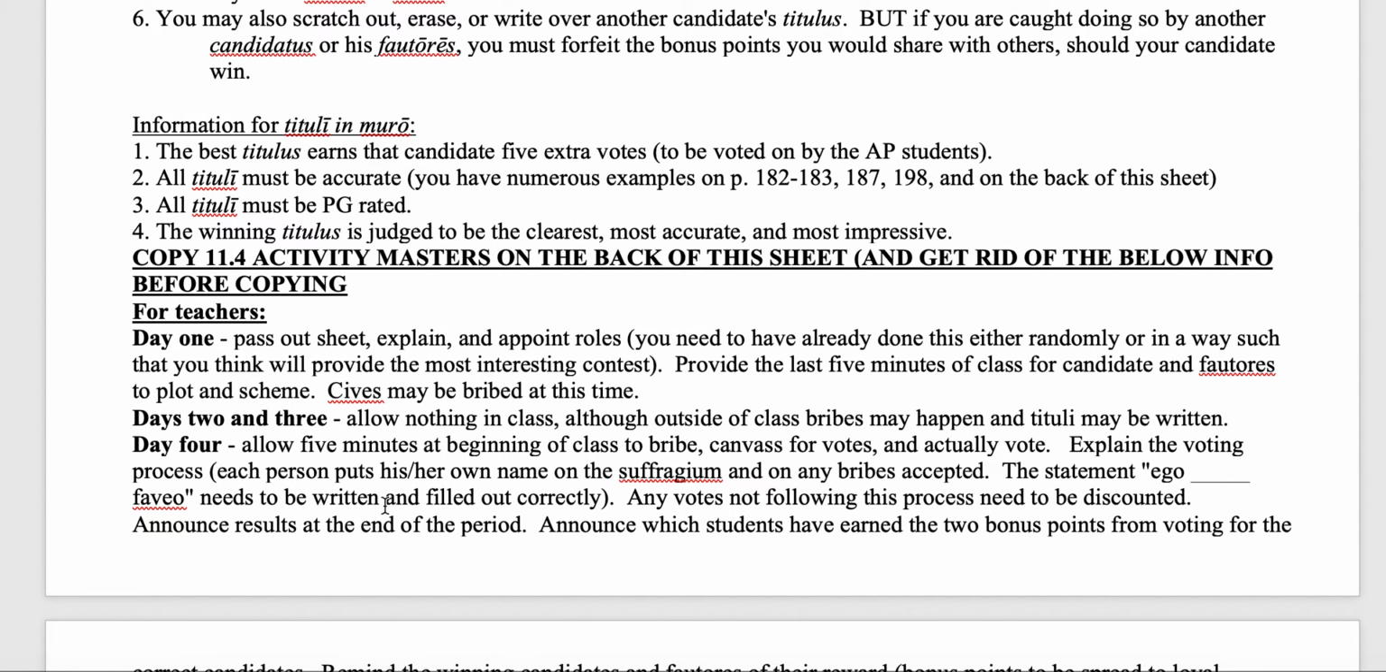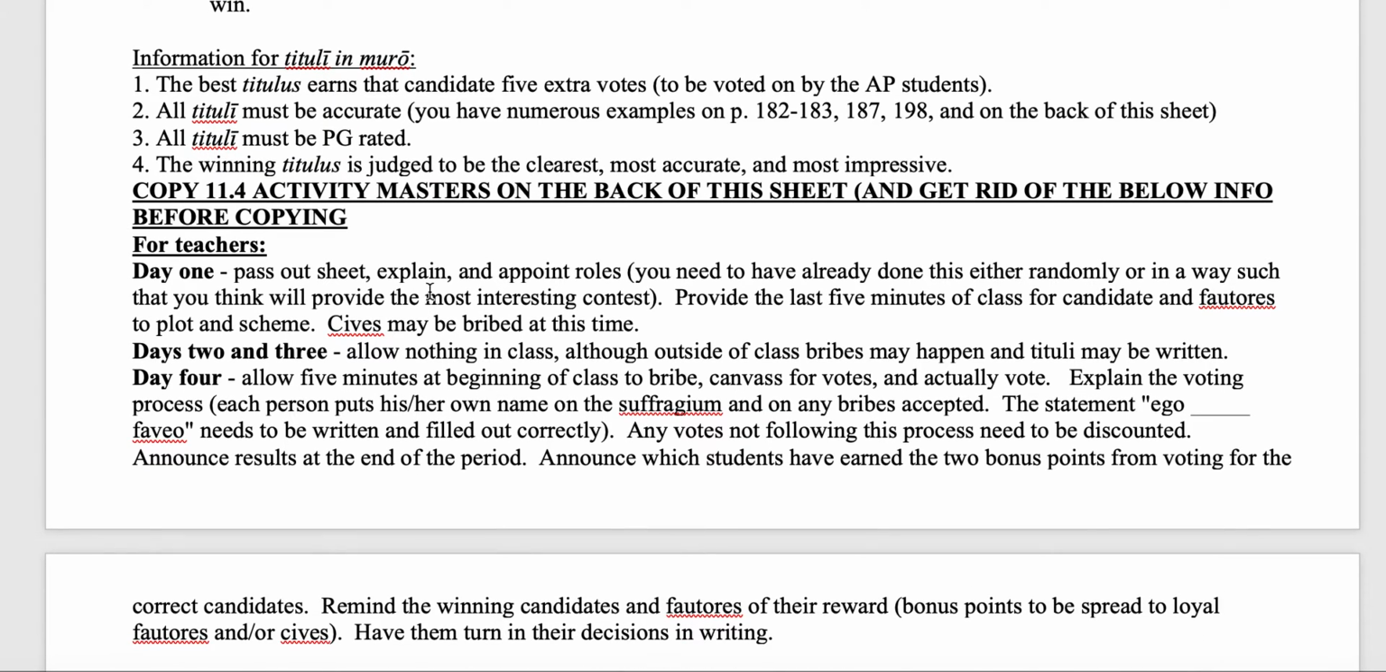So this is essentially what I've just explained here: on day 1 you pass out this sheet, you explain it, you point out the roles. I give them 5 minutes at the end of class to strategize and wheel and deal, giving citizens the opportunity to approach candidates and see what kind of alliances they can create. And then over the 2nd and 3rd day in class, you don't do anything in class. Everything's happening outside. And then on day 4, I allow 5 minutes at the beginning of class to consolidate some alliances, and then we vote.